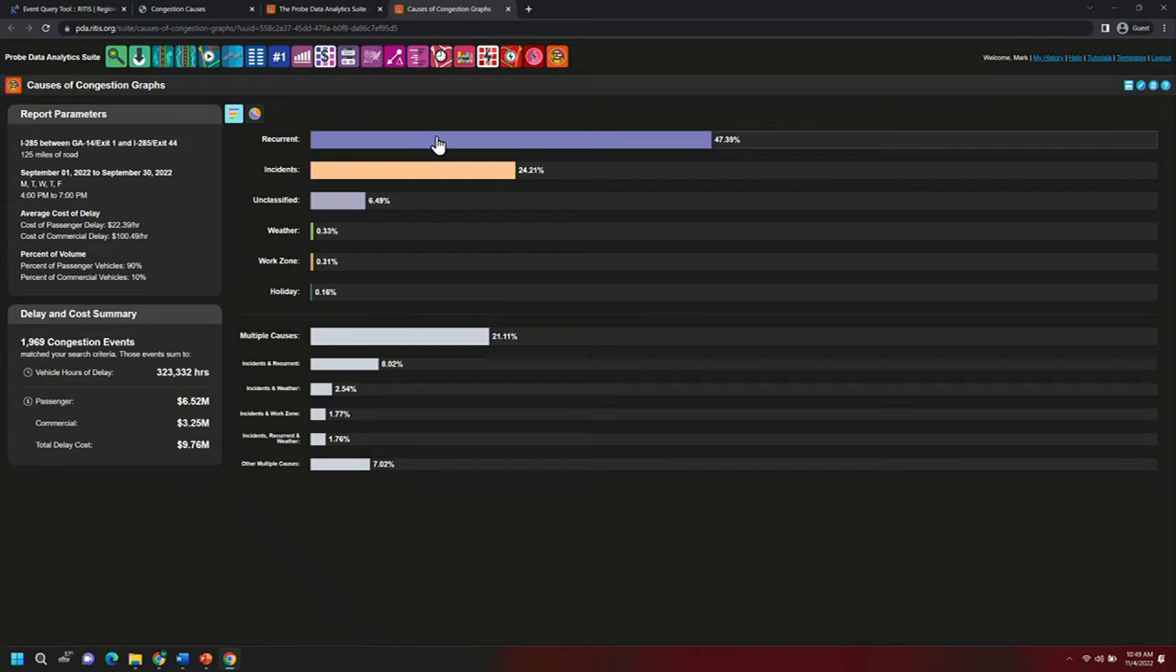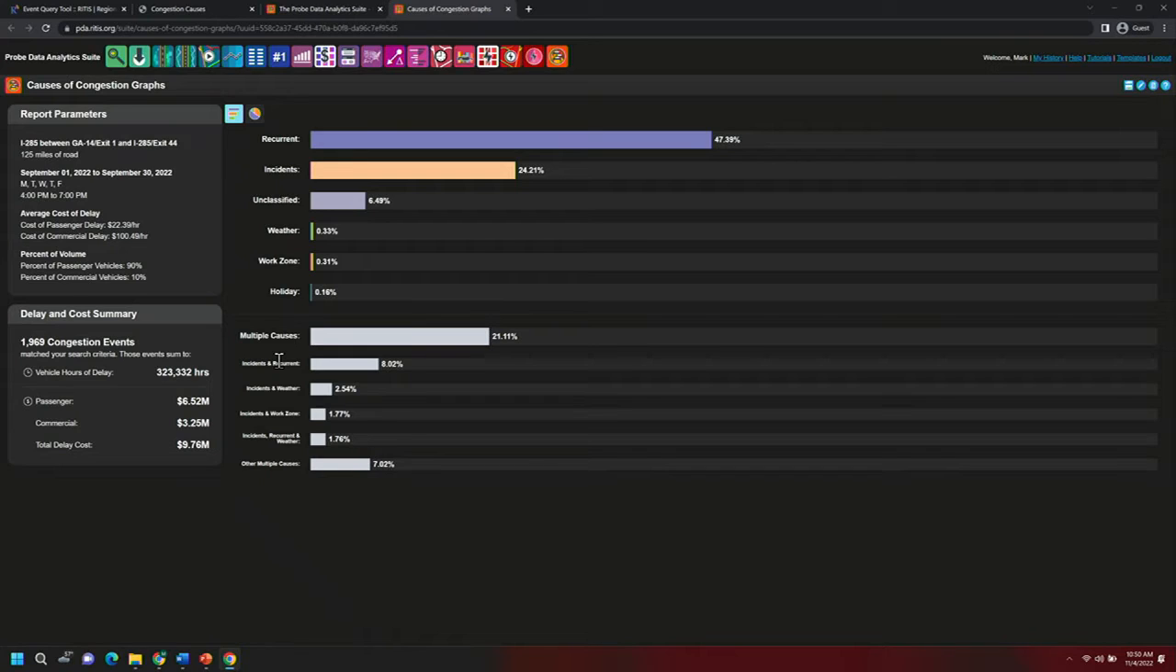It's almost 50% of all the congestion on that road segment, followed by incidents. Then we have some unclassified. You can also see that multiple causes, so this is the summation of all multiple causes, is about 21%. And not surprisingly, the top two individual causes, recurrent and incidents, make up the most populated multi-cause category.